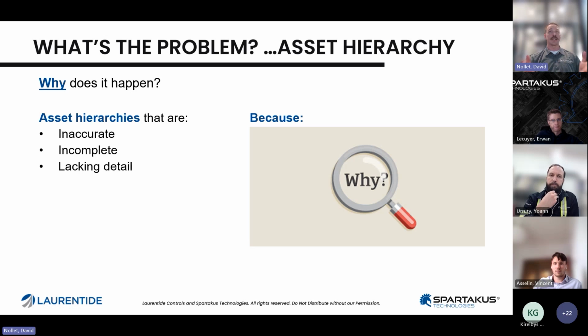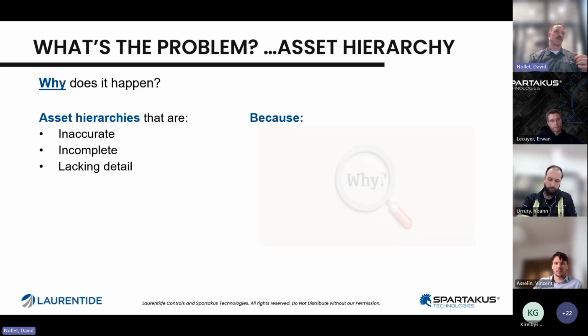Okay, now asset hierarchy. Why do we have an asset hierarchy that is inaccurate, incomplete, or lacking detail? Well, we've got asset hierarchies that were maybe incorrectly built from day one. That could be structurally wrong, or it could be information that's missing.